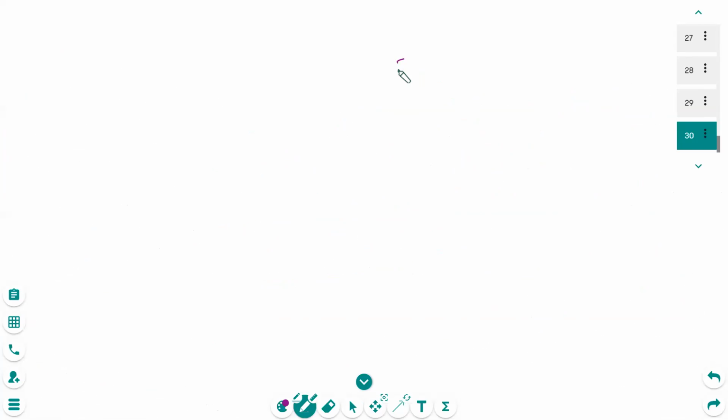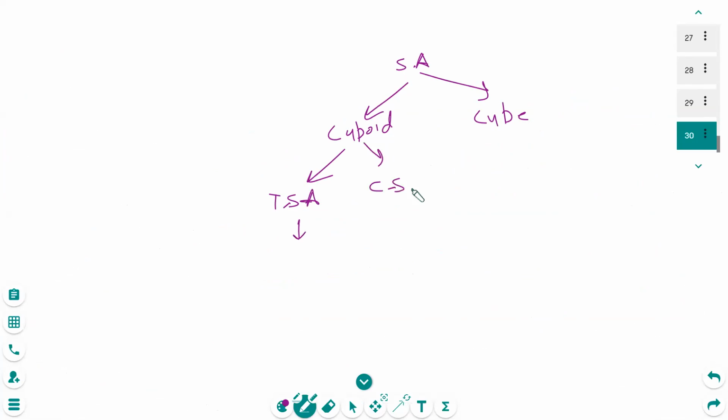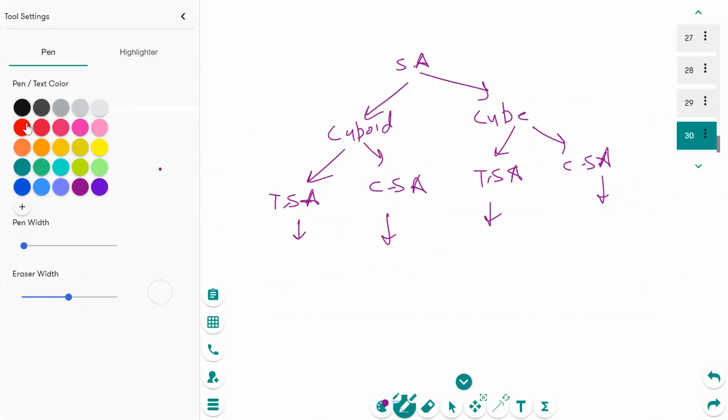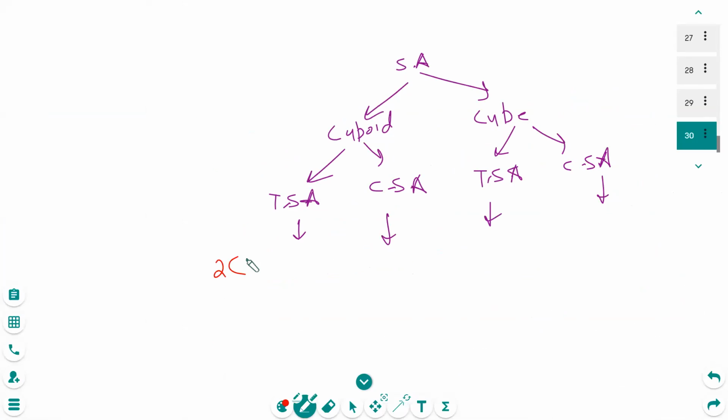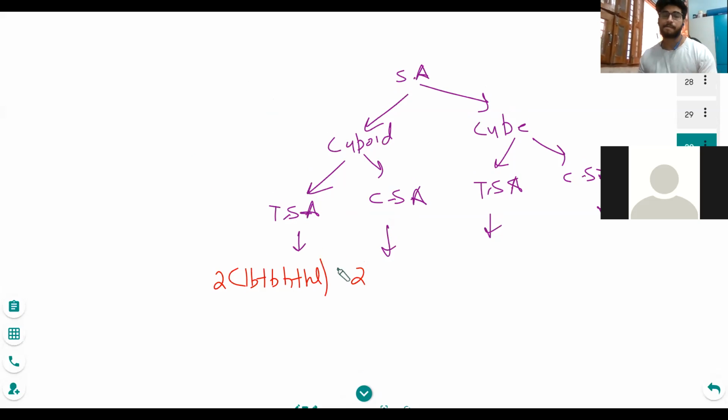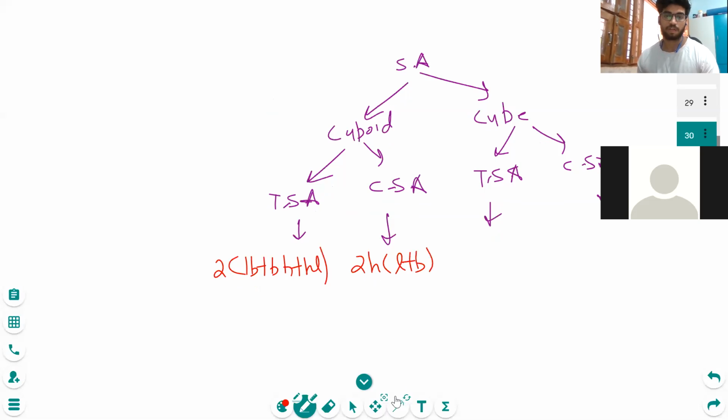So for the surface areas, for the cuboid and for the cube, the total surface area, if I talk about, is what? Yes, tell me. The curved surface area, tell me. And the cube, total surface area, tell me. And then curved surface area. You people will tell me. What is the total surface area of cuboid? 2(lb plus bh plus hl). Good. Now for the curved surface area, the formula is 2h(l plus b). Good. That's right. Now let's move to the next one.